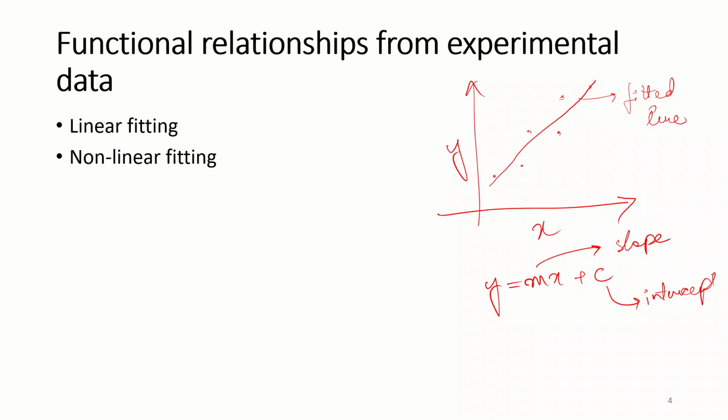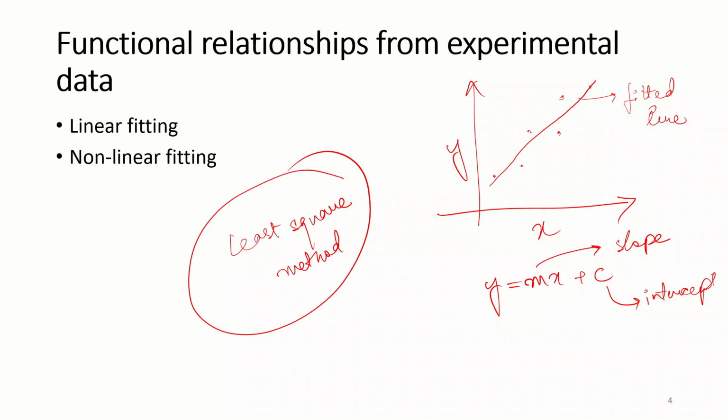This fitting is usually done using a method called the least square method. I think this was discussed in the videos, so I am not going much into that. They will minimize the distance from each of the points, and whatever line passes through with the minimum distance will be considered as the fitted line. That's the least square method.